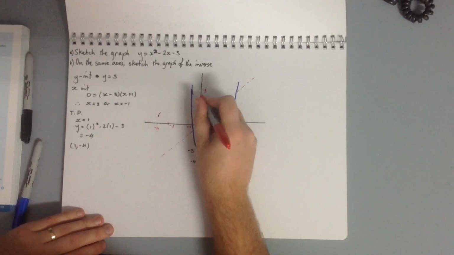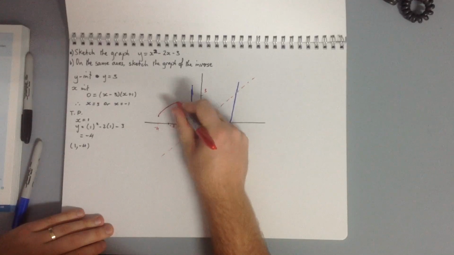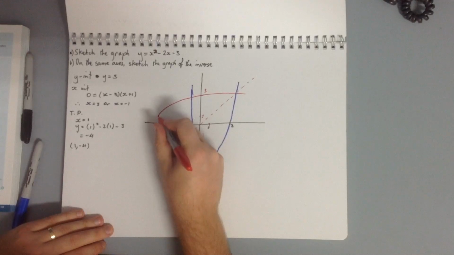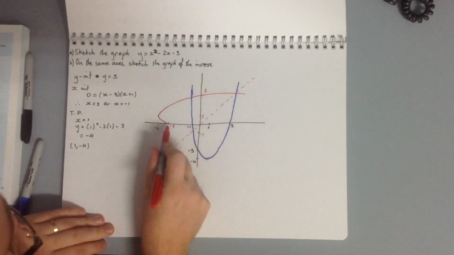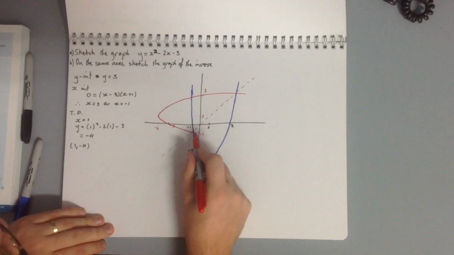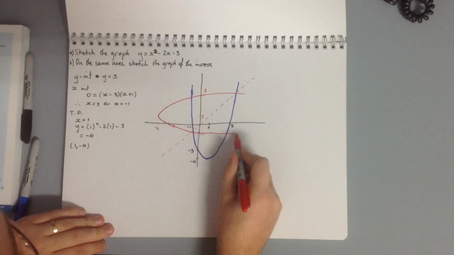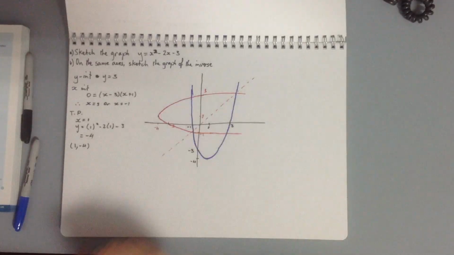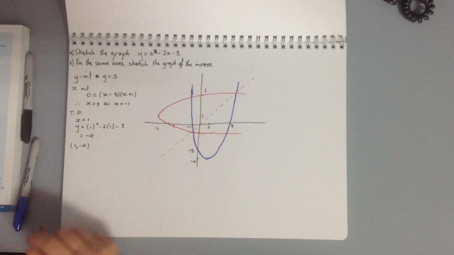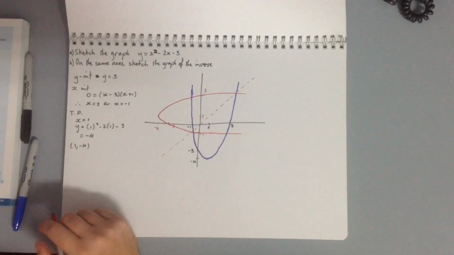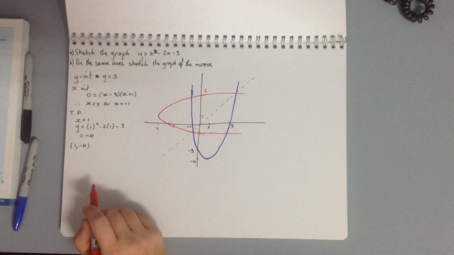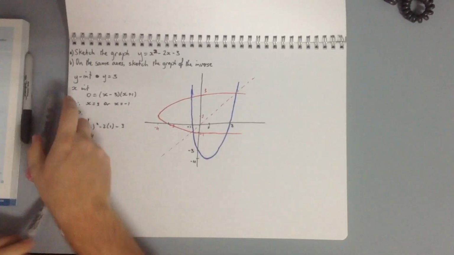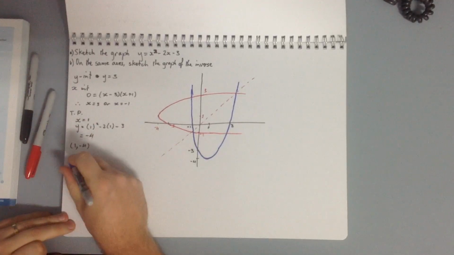Our new graph will be something like this. And then we've got our inverse. So the inverse is in the red. The next part is actually talking about the domain and range. So our domain and range for our original, I'll do it in blue.